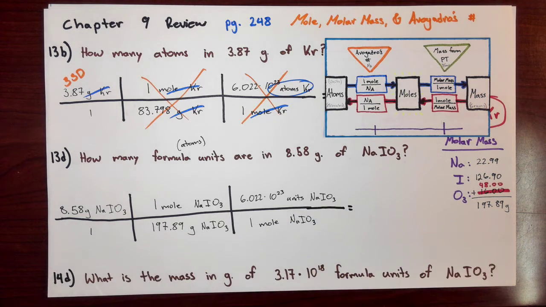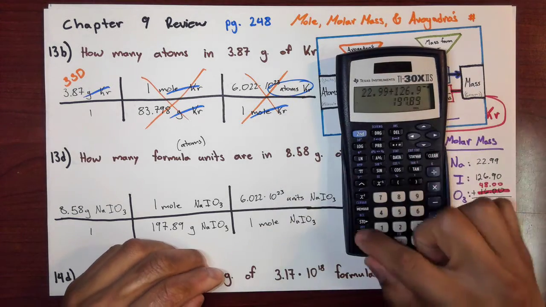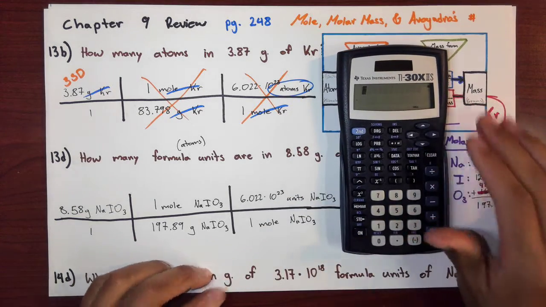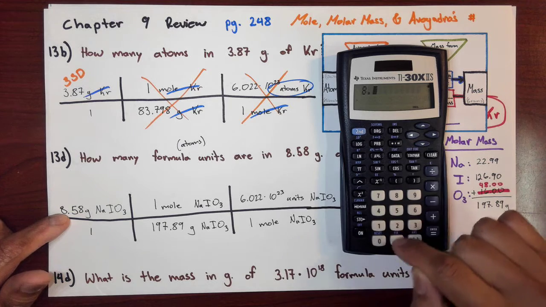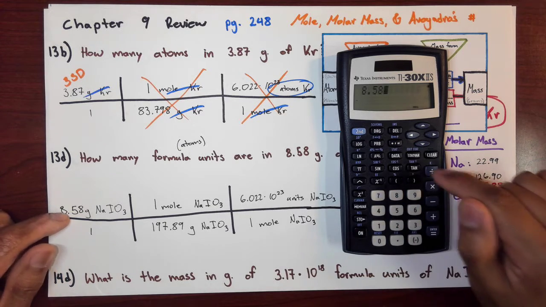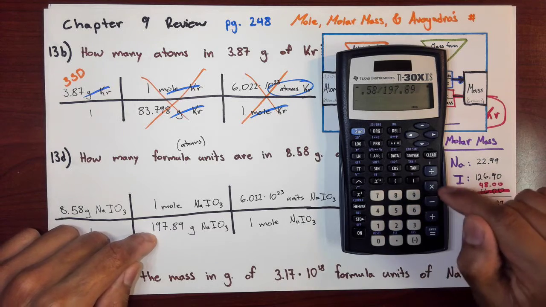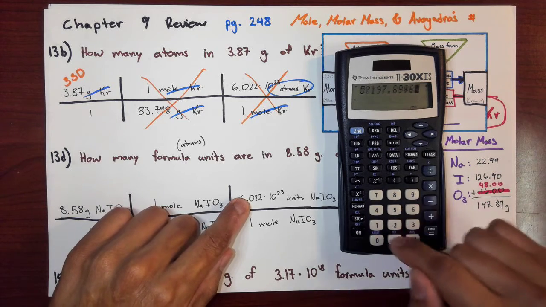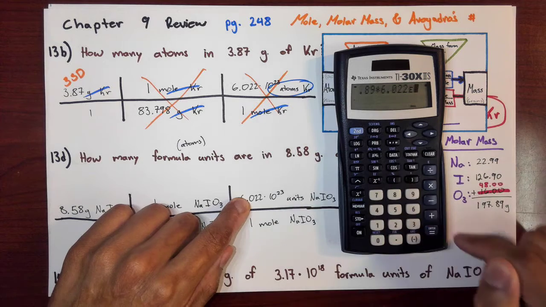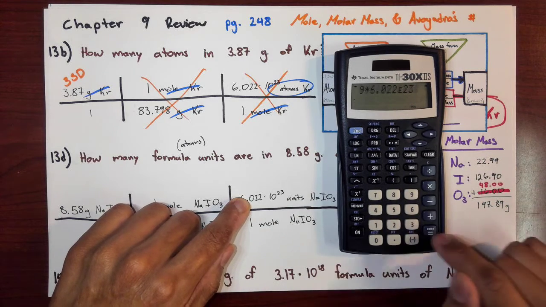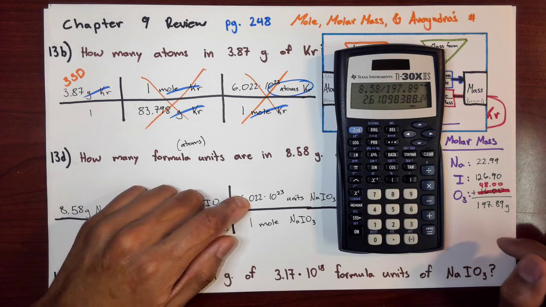How do we do this? We plug it straight into the calculator. To plug this into the calculator, you start with 8.58, divide it by 197.89, and then multiply times 6.022 E 23. And then you're going to get a big number.